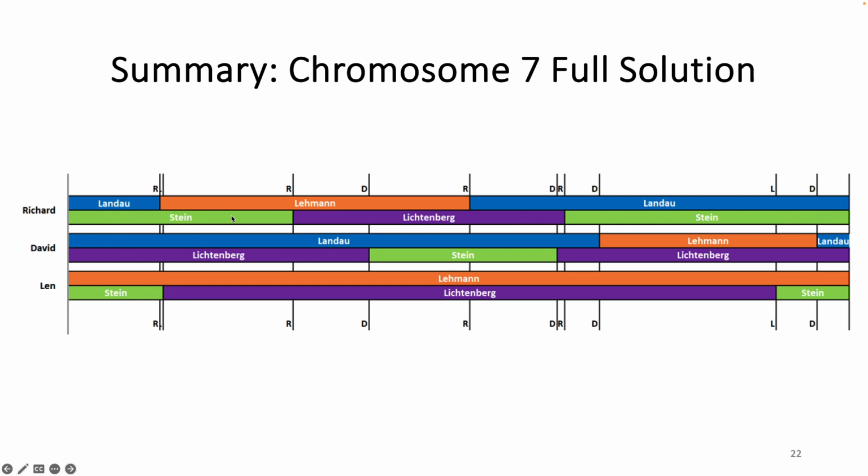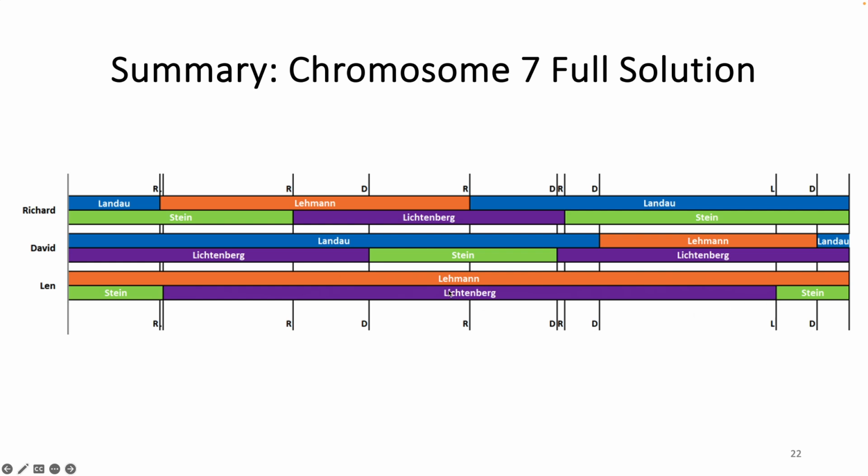And you can see that the inheritance patterns are random. It's very different. You can see that there tend to be more recombination points on the maternal chromosome, which is something we've talked about. Like for Len, he inherited this entire paternal chromosome from Lehmann. He had no recombination on chromosome 7 for the paternal side. But there are 2 recombination points for Len on the mother's side.